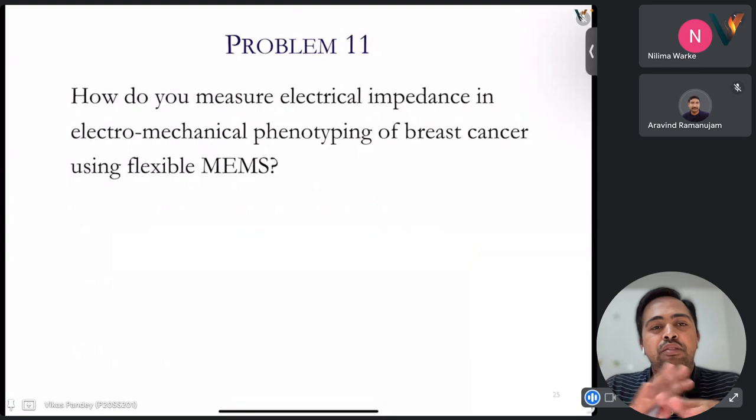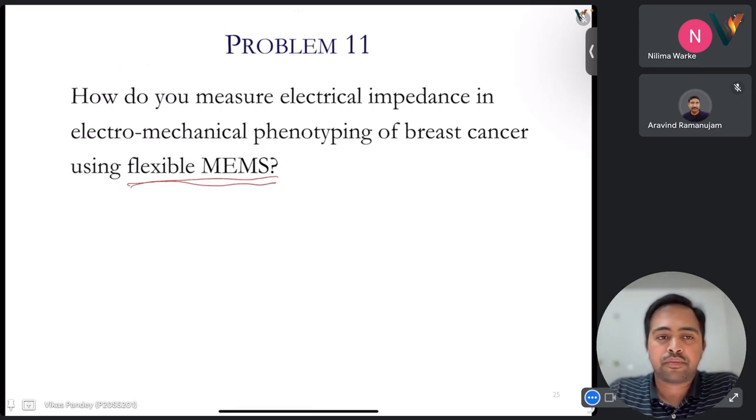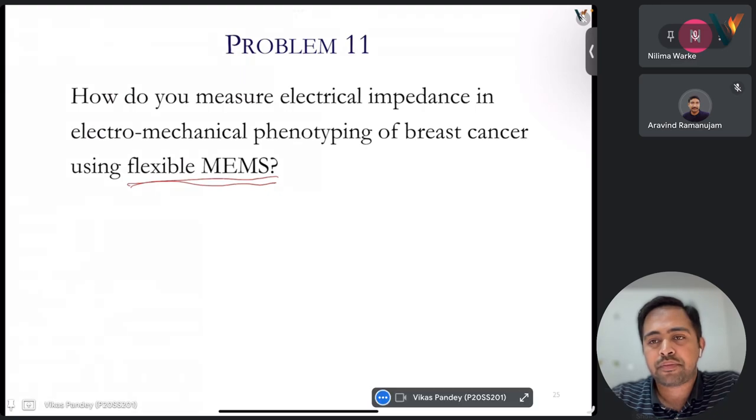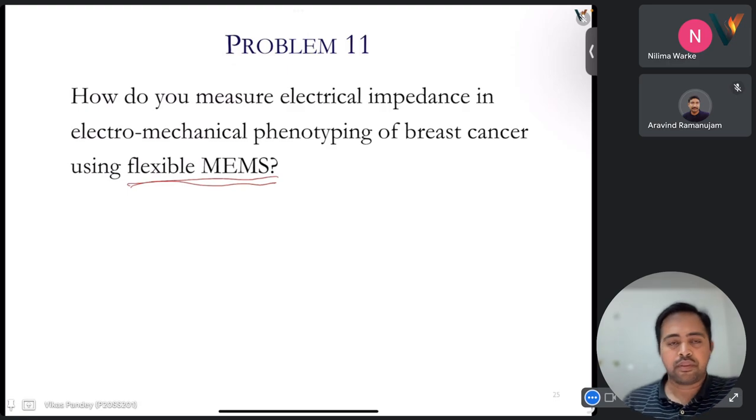Okay, now let's come to some questions which don't have options. How do you measure the electrical impedance in electromechanical phenotyping of breast cancer using flexible MEMS? Any idea on this? Yes, anyone? Hello. You can try, even if you are wrong, not an issue. Yeah. Mr. Arvind, you can also try. Yes, anything you remember?